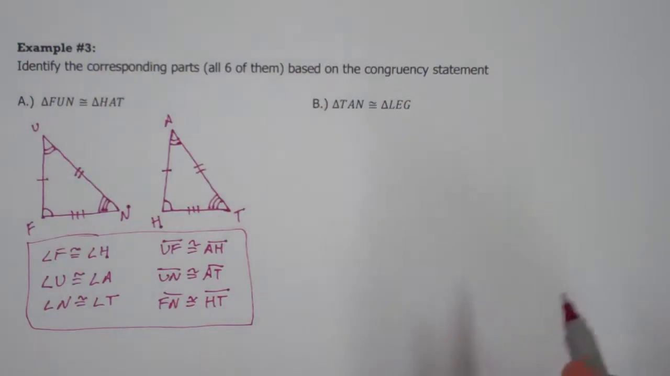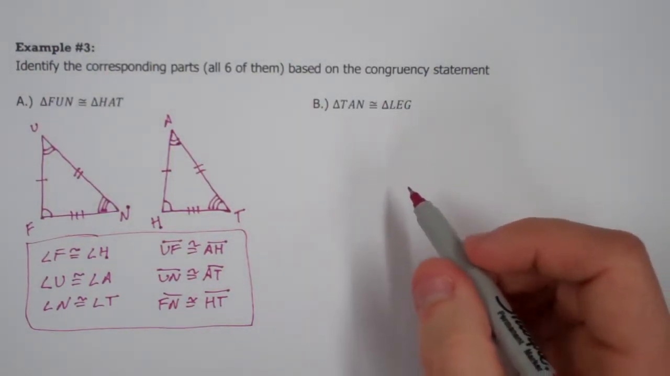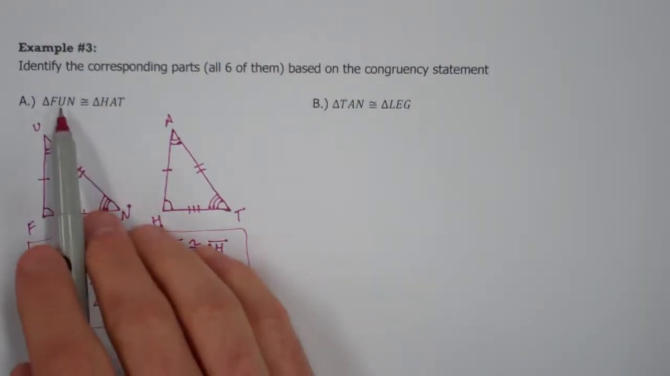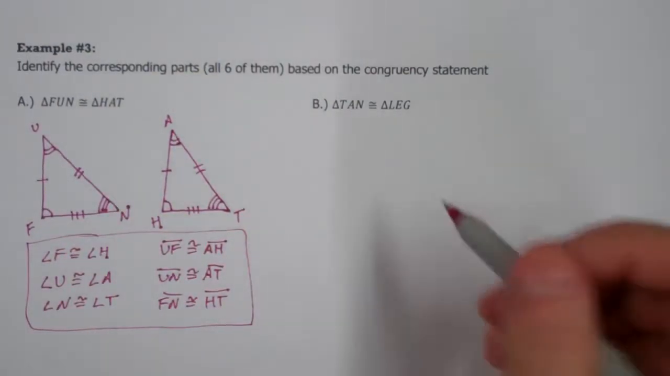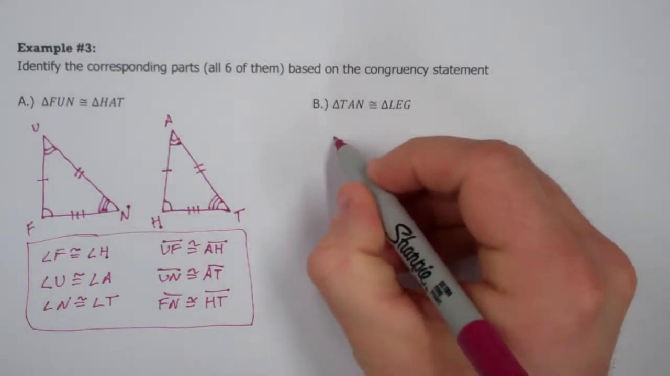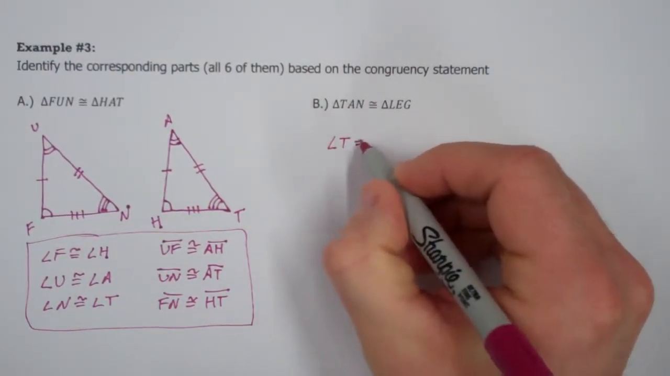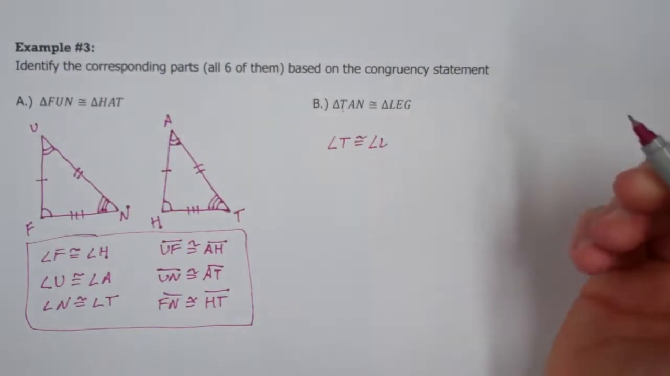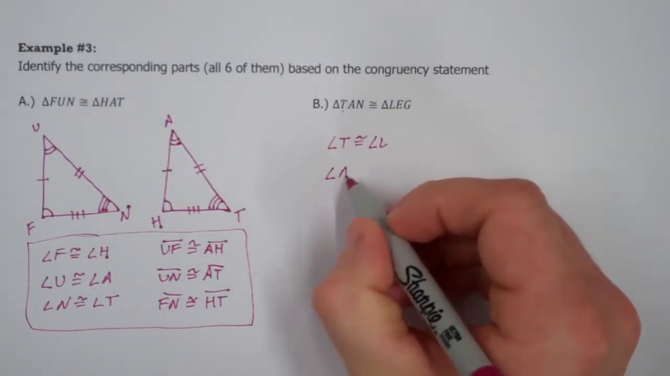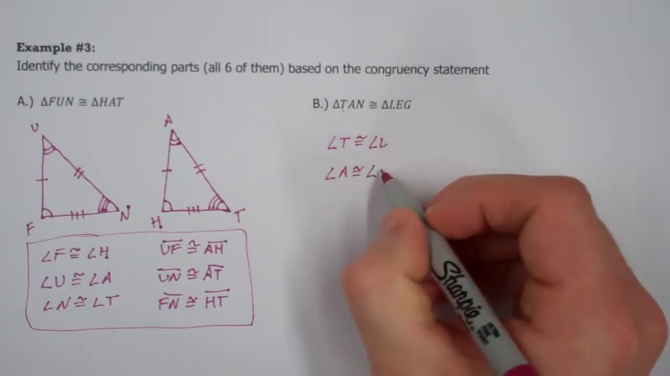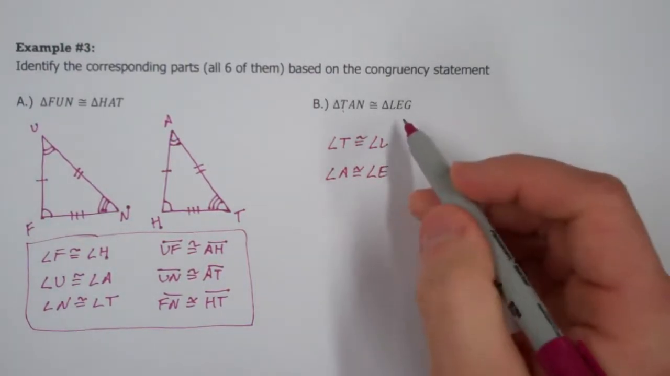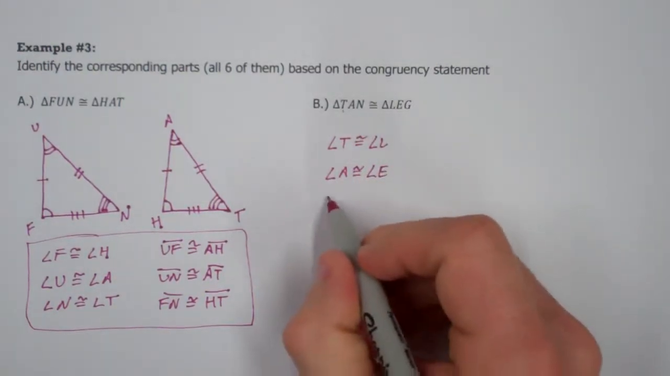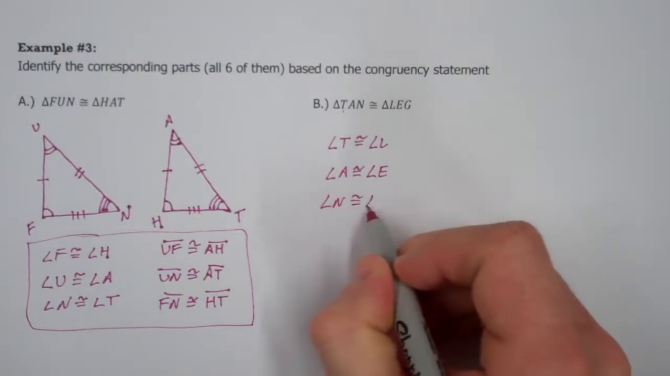How could you do this if you didn't want to draw the triangles? Well, if we look, F and H have to be congruent, U and A and N and T. So with part B here, we can just simply state angle T is congruent to angle L. So the first letter is congruent to the first letter in the next statement. Angle A is the middle letter, and angle E here would be the second one in the same position, the middle. The last is N and G, so we can conclude that angle N is congruent to angle G.